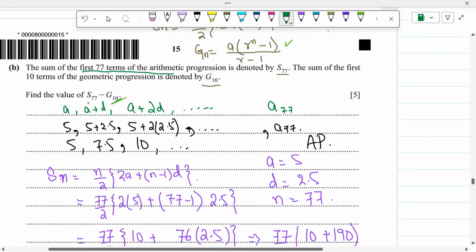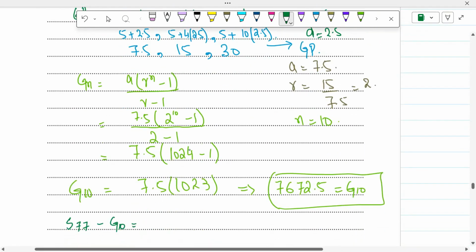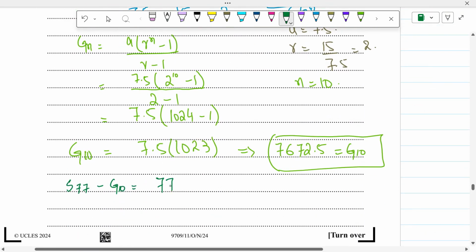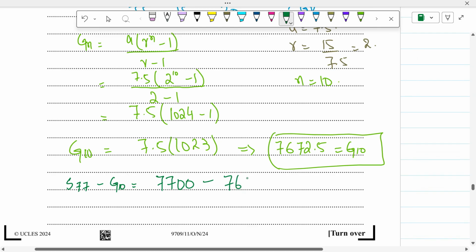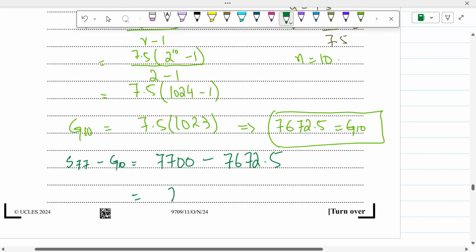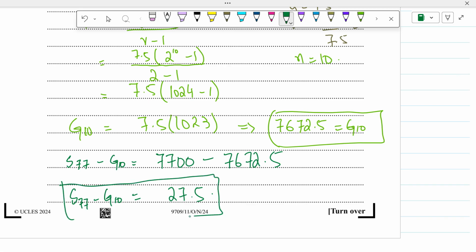We need to find the value of S77 minus G10. So S77 minus G10 is equal to S77, which is 7700, minus G10, which is 7672.5. So this value is equal to 27.5, which is S77 minus G10, the required value.